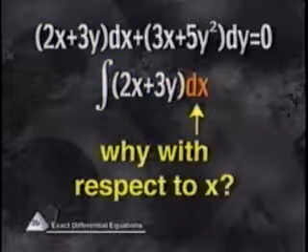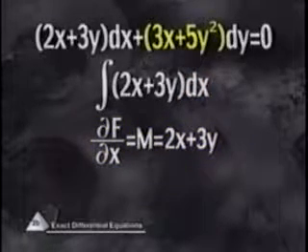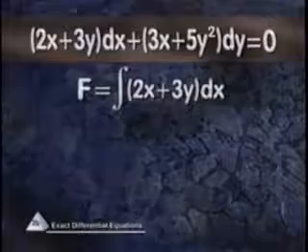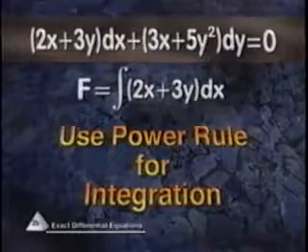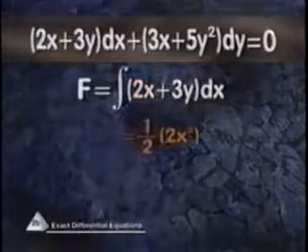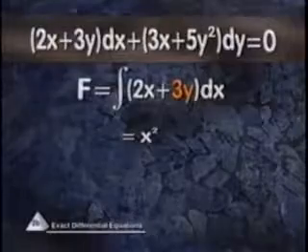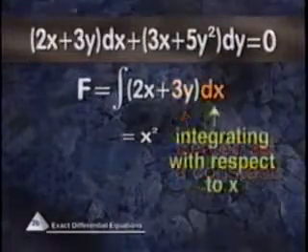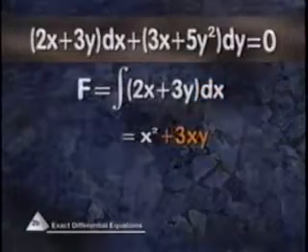Why with respect to x? Because its partial derivative is taken with respect to x. If we had chosen to integrate n, we would have done so with respect to y for the same reason. To integrate 2x plus 3y with respect to x, we use the power rule for integration. The first term, 2x, becomes 1/2 times 2x squared, or just x squared. The next term, 3y, is treated as a constant because it has no x in it, and we are integrating with respect to x. Therefore, it just becomes 3xy.